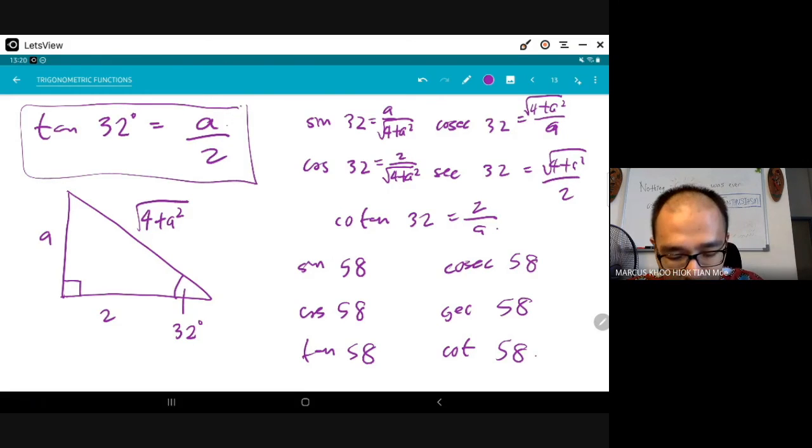Then why did I suddenly ask about 58? Because 58 is the complementary angle to 32. Here is 58.